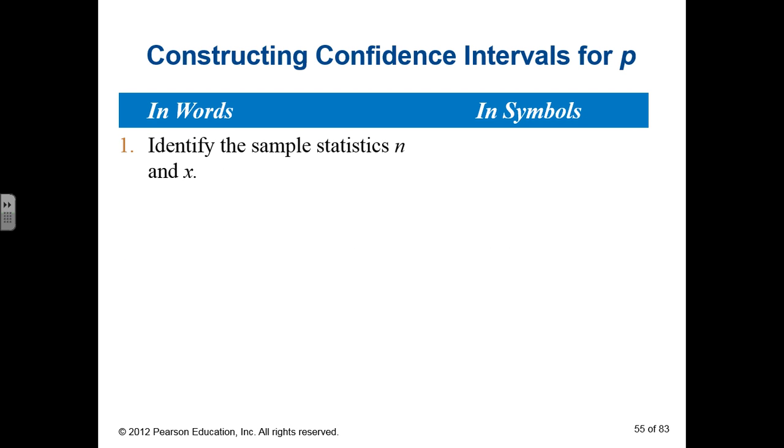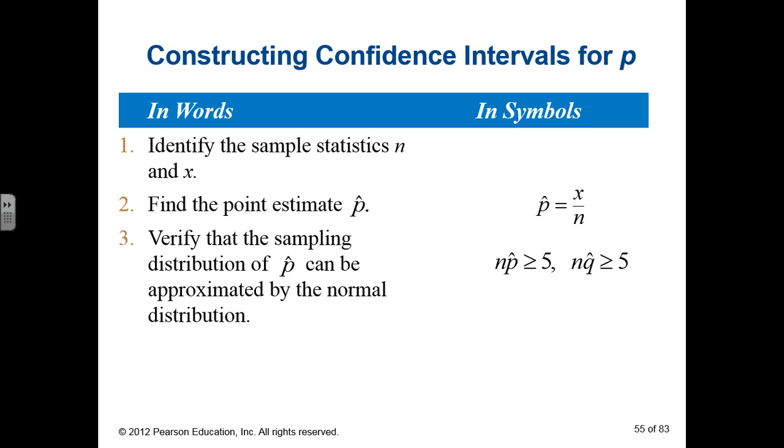All right, so in order to construct a confidence interval for P, the first thing you need to do is figure out what the sample size and the number of successes in your sample are. From there, you can calculate the point estimate, which is equal to the number of successes in the sample divided by the sample size. Then we need to verify that the normal distribution can be used to approximate this confidence interval. To do that, we need both of these two conditions to be true. We need N times P hat to be greater than or equal to 5, and we also need N times Q hat to be greater than or equal to 5.